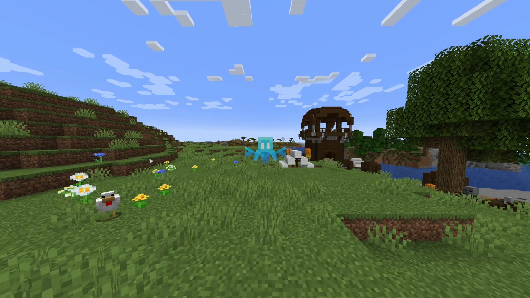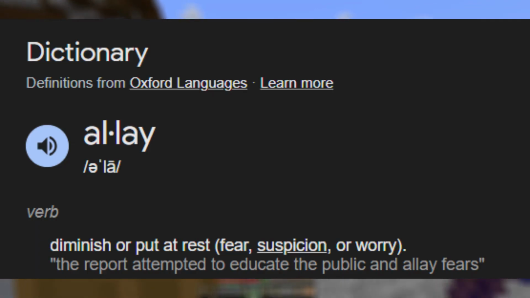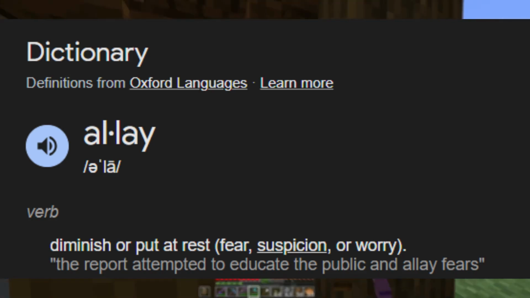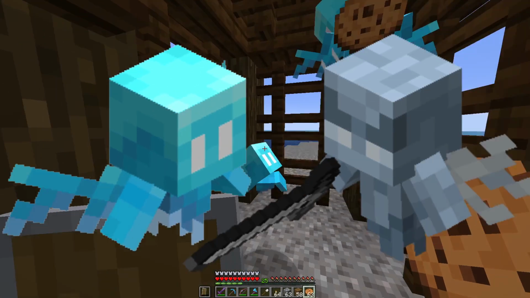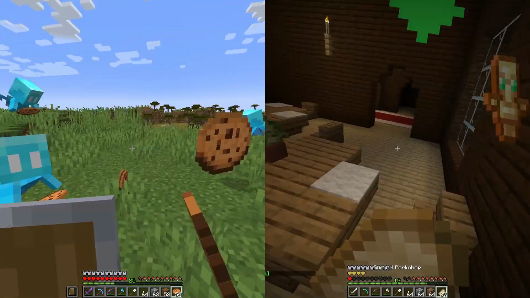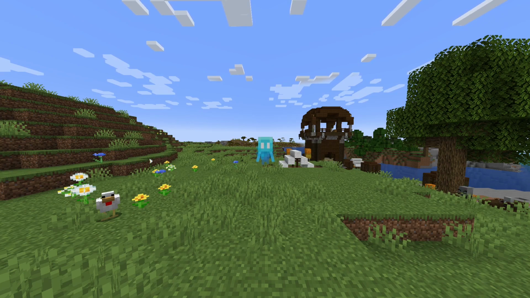These 5 mobs are a cut above the rest. And number 5 is the Allay, meaning diminish or put at rest fear, suspicion, or worry. The Allay being the opposite of the Vex, not only in definition and behavior, but also in points, with the Allay having a whopping 20 points.